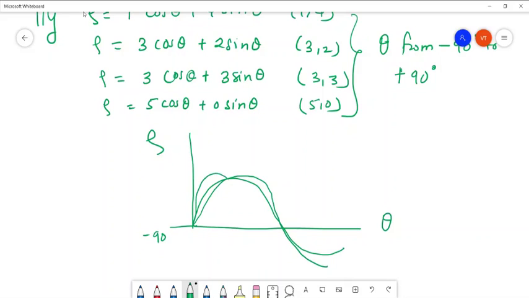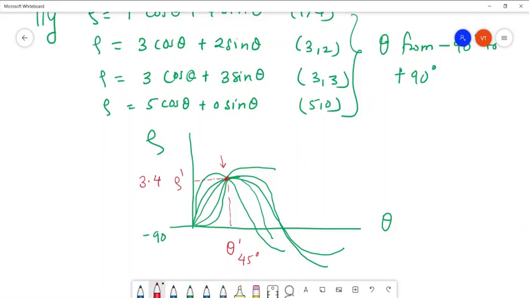And what we want to find out? The point of intersection of the 5 sinusoids. So maybe this is your point of intersection. This is your point of intersection. So this is the corresponding value, that is theta dash and rho dash. When you solve this example, you will get rho dash equal to 3.4 and theta dash equal to 45 degrees. You can try solving it.